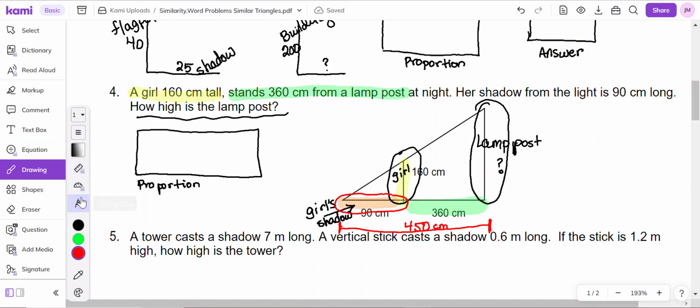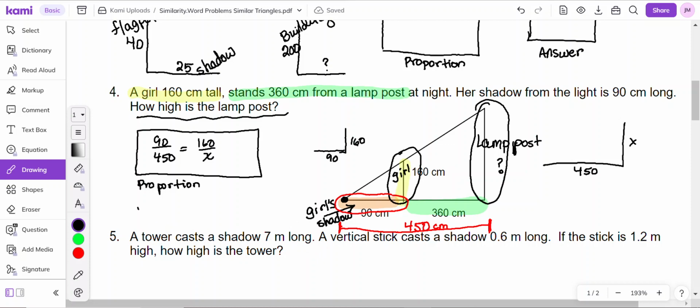All right, if you cannot see it, let me split it up. This is the girl. The girl is 160. Her shadow is 90. This is the lamppost. Lamppost we don't know, but we know that its full shadow is 450. Is that better? All right, so where did you start? What's your first number here? 90 over 450. Okay, that works. 160 over x. Okay, wonderful.